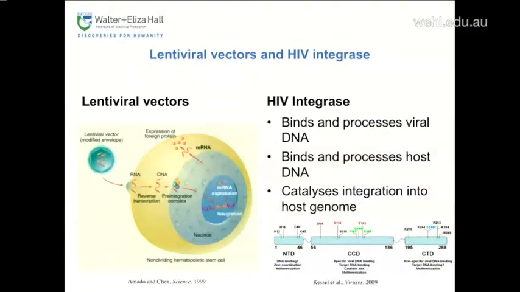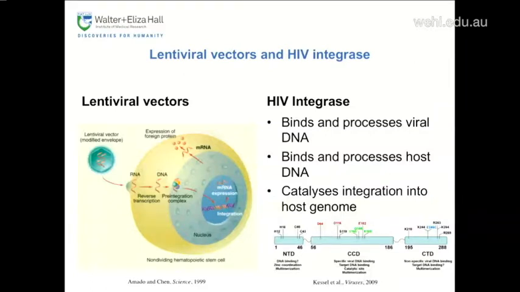So when we're looking at making a virus that doesn't integrate, so it doesn't do this step, the protein that I was interested in is aptly called integrase. And this does a number of things. It binds and processes viral DNA, as well as host DNA, and it also catalyses the integration into the host genome. There's a number of different ways that you can mutate integrase so it doesn't work.